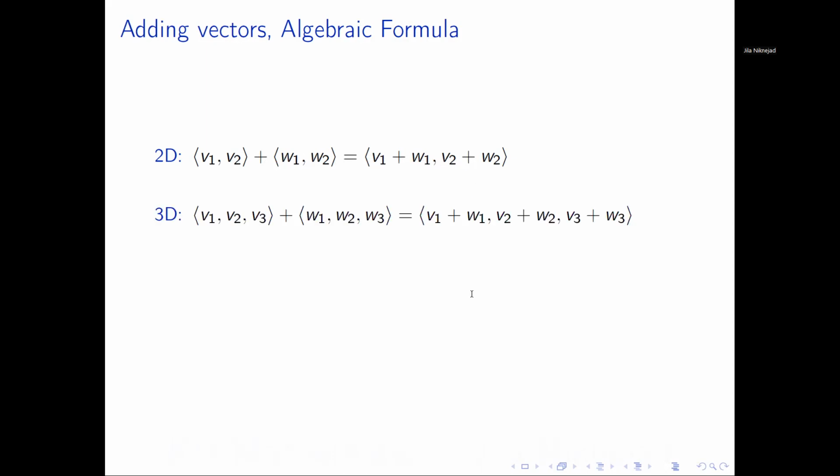The same thing is true if you have three-dimensional vectors. Two-dimensional vectors add together, three-dimensional vectors add together. And in here again, component-wise addition. The adding is component-wise, yay.